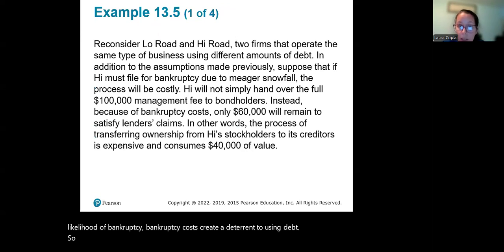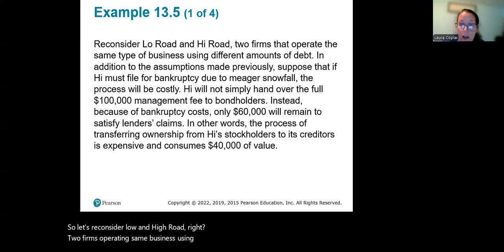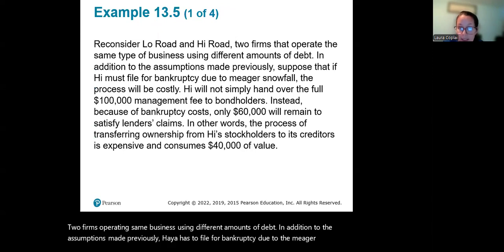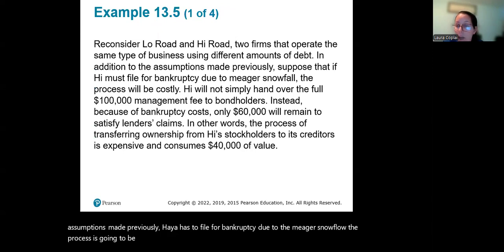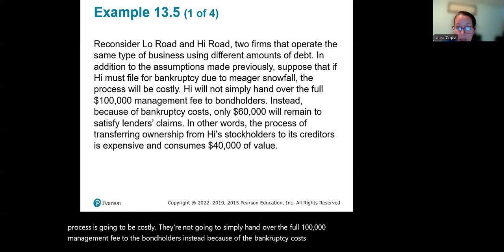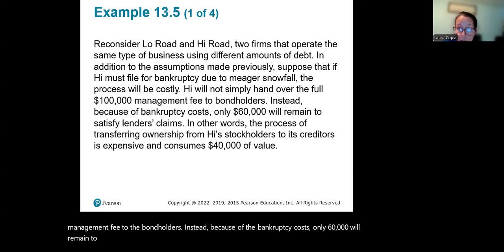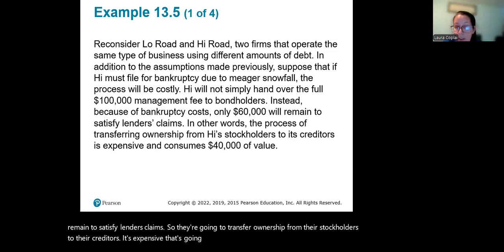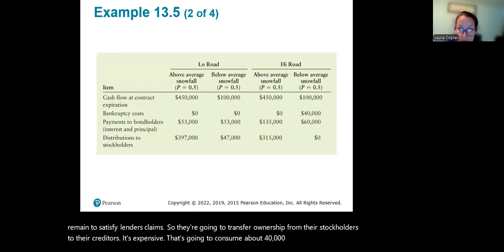So let's reconsider Low and High Road, right? Two firms operating the same business using different amounts of debt. In addition to the assumptions made previously, High has to file for bankruptcy due to the meager snowfall. The process is going to be costly. They're not going to simply hand over the full $100,000 to the bondholders. Instead, because of the bankruptcy costs, only $60,000 will remain to satisfy lenders' claims. So they're going to transfer ownership from their stockholders to their creditors. It's expensive. That's going to consume about $40,000 of value.